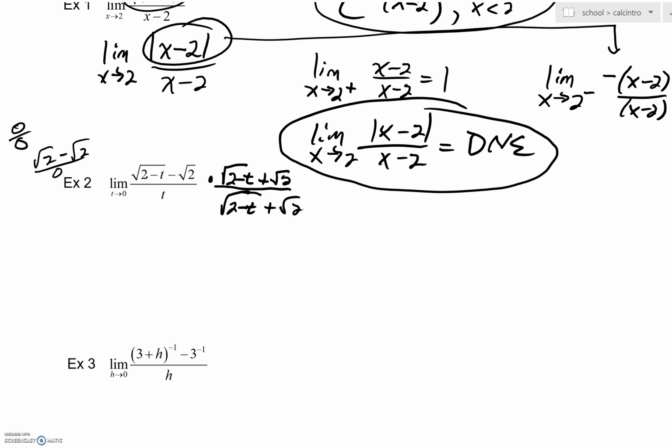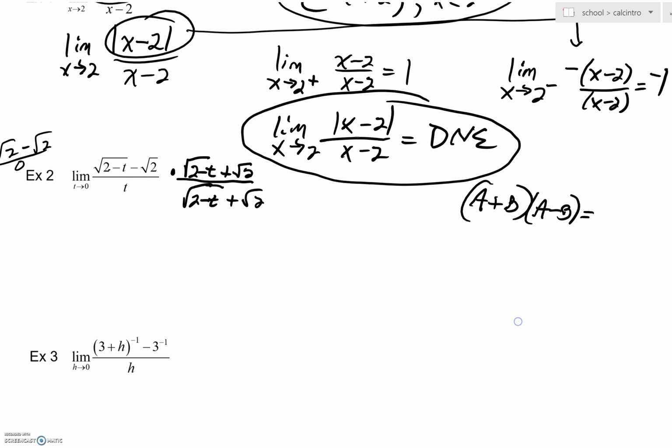A lot of times kids will say, well, I don't know, teacher told me to do this. I hope it's clear as day that conjugates multiply into squared terms here. A plus b times a minus b is a squared minus b squared. Squared terms get rid of square roots. That's why we're doing this.